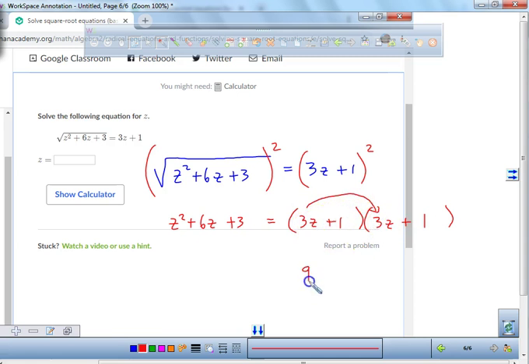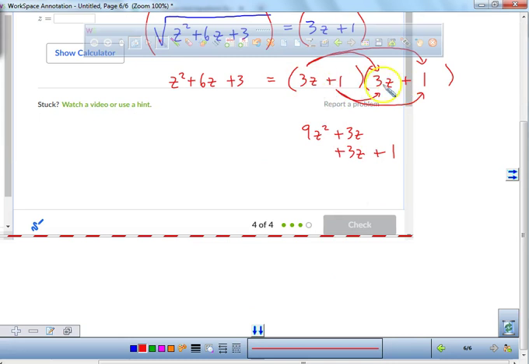3z times 3z is 9z squared. 3z times 1 is 3z. 1 times 3z is 3z. And 1 times 1 is 1. So when we multiply those two binomials together, what do we finally get? We get 9z squared plus 6z plus 1. And that's all equal to z squared plus 6z plus 3.